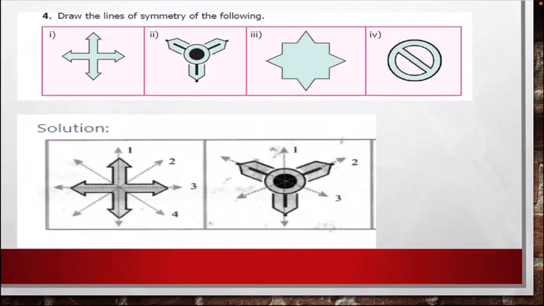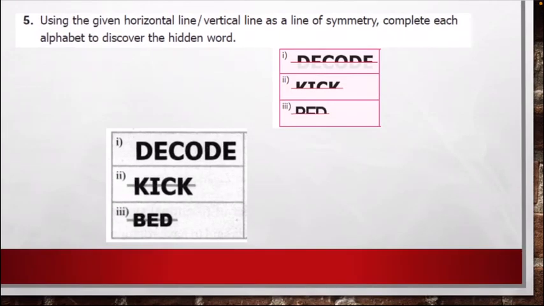Now let us move on to the next one. The next one is, using the given horizontal line and vertical line as a line of symmetry, complete each alphabet to discover the hidden words. Okay students, if you can see the letter there, it is in the form of a D. Only D has what line of symmetry? Of course you will have a horizontal line of symmetry for D. Okay, so you can easily write it as DECODE.